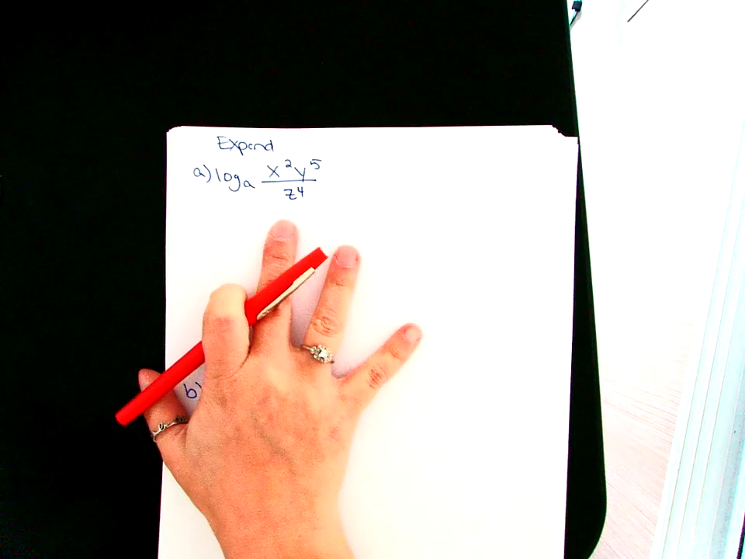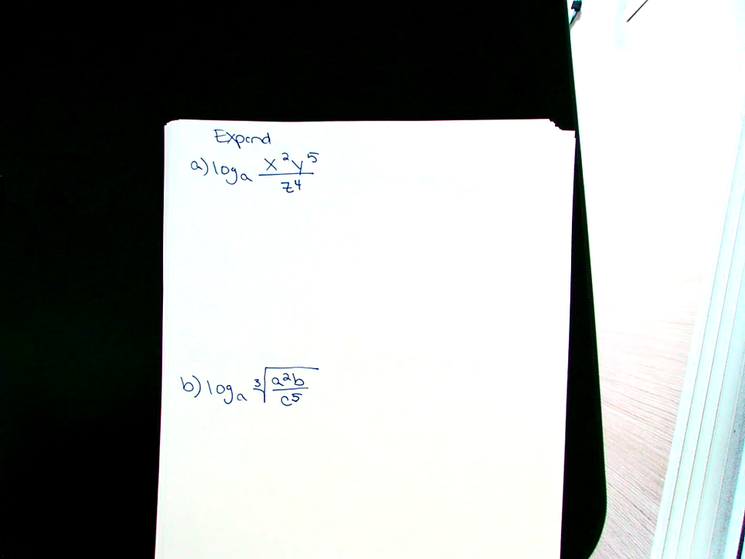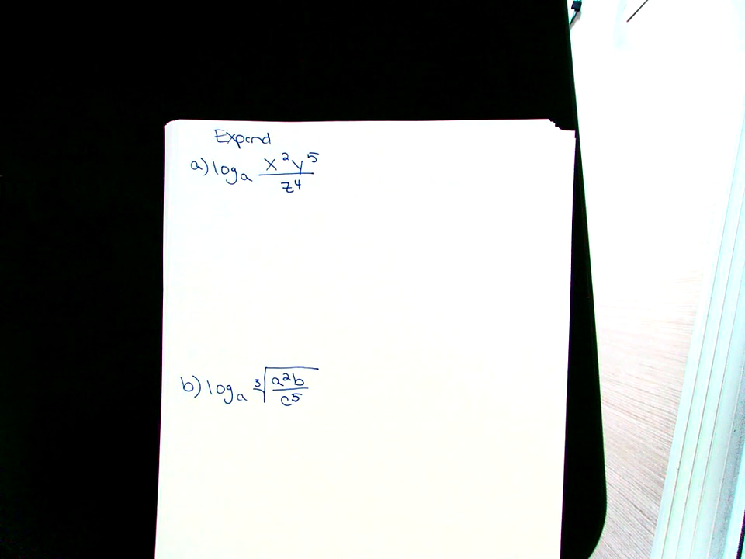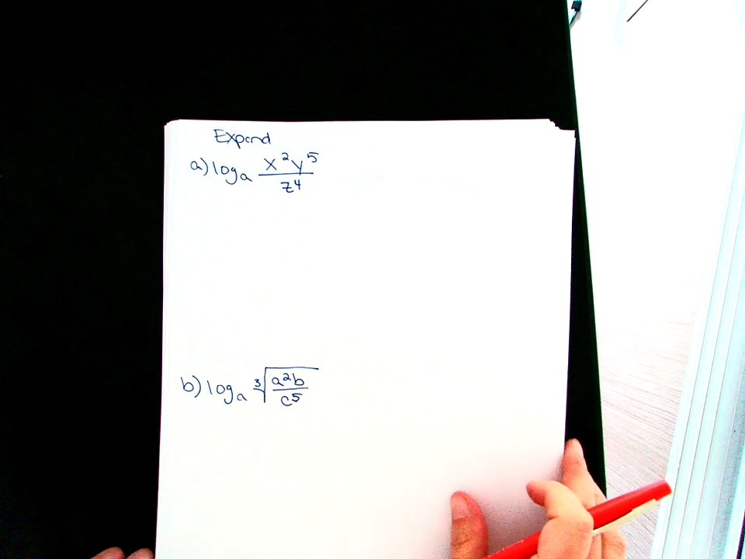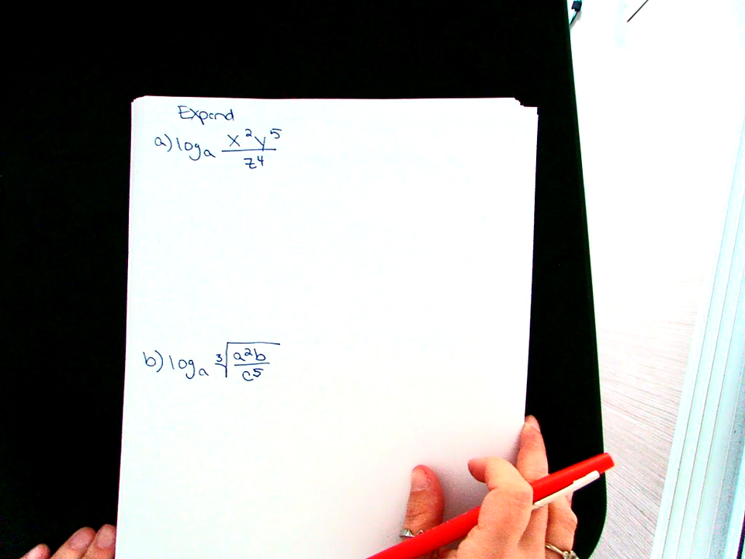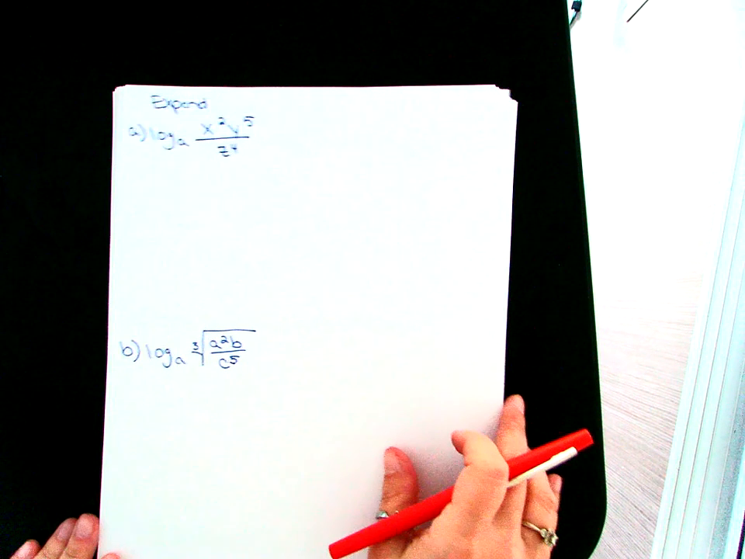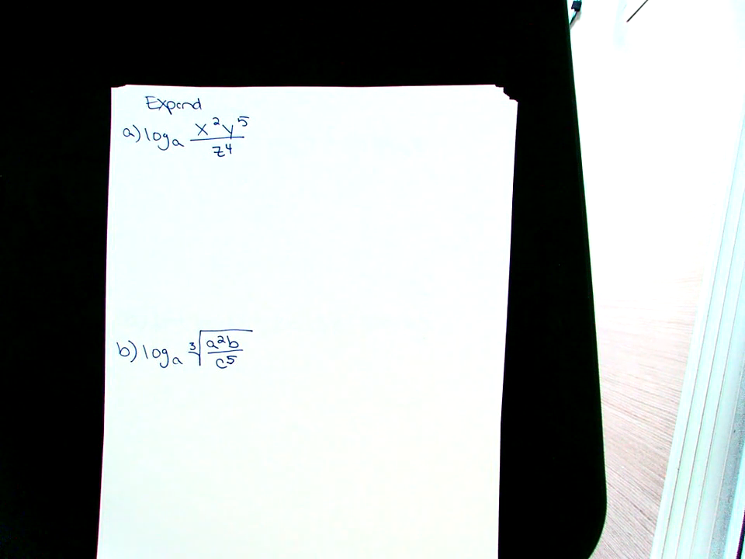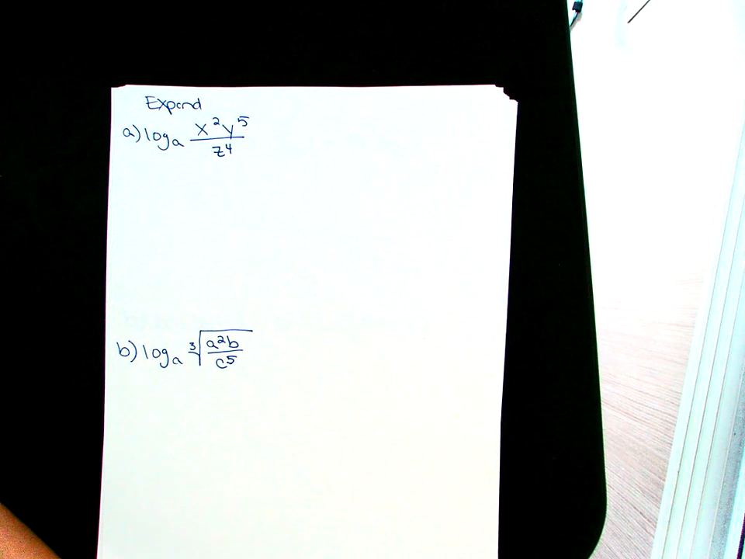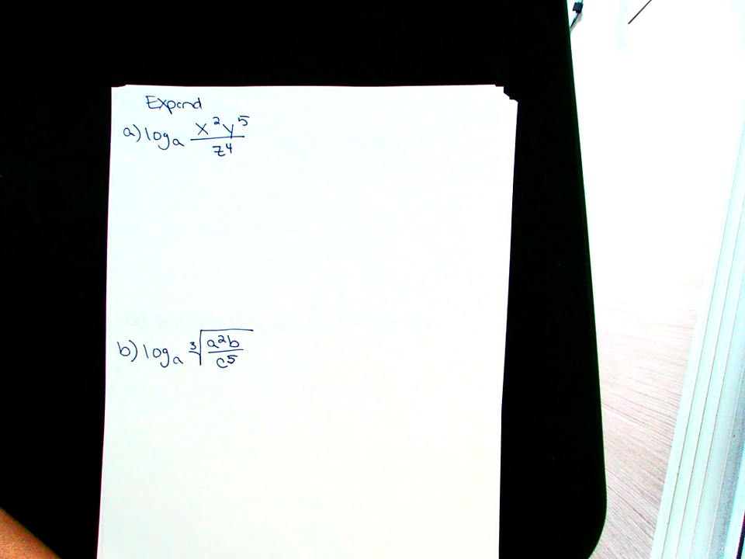So we are going to expand log base A of x squared y to the 5th all over z to the 4th. Yes? And so once you do parentheses log A, x squared plus log A of y to the 5th, that would... You're close. But I'm going to take it step by step. But you're really close.